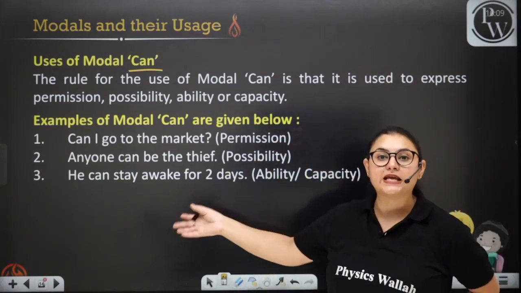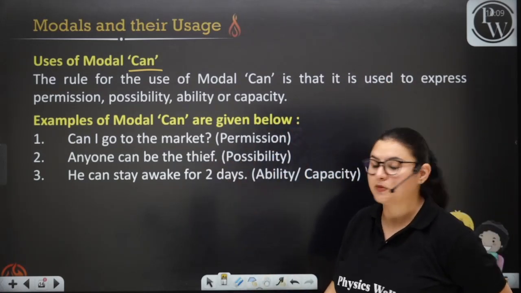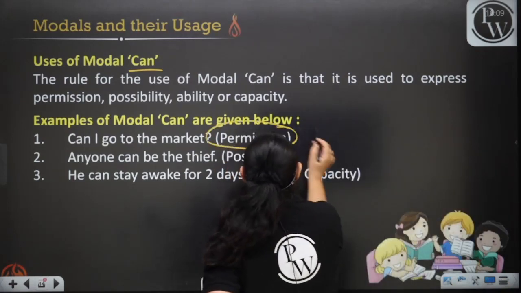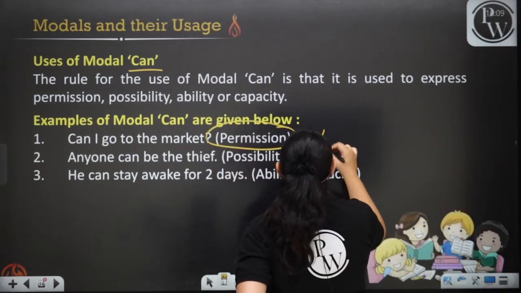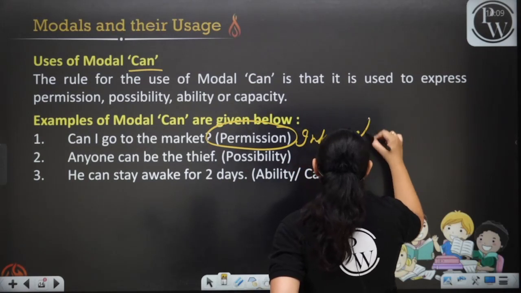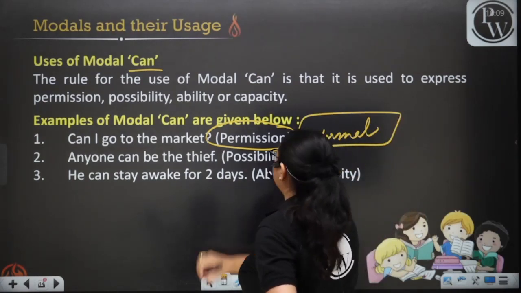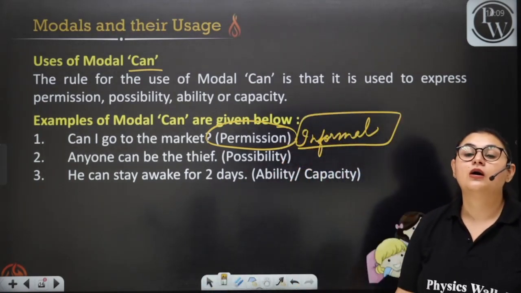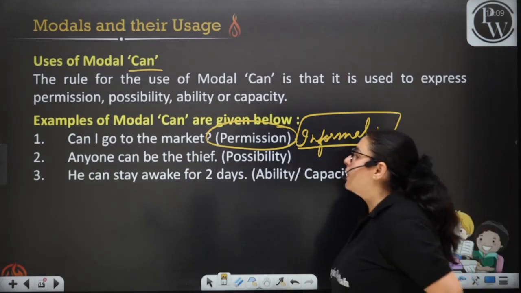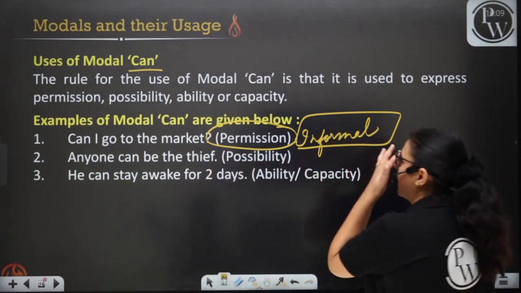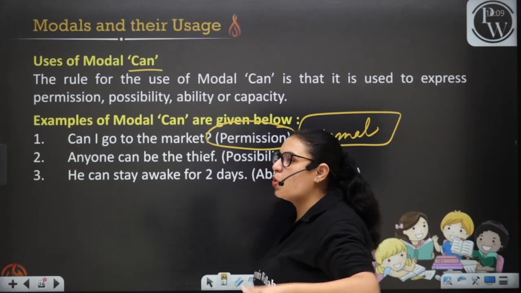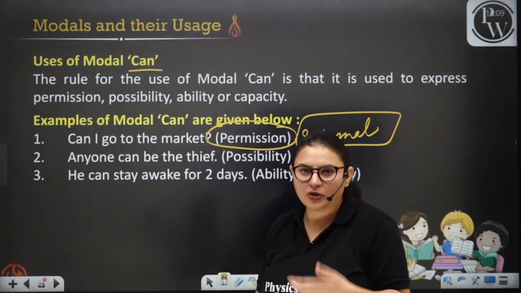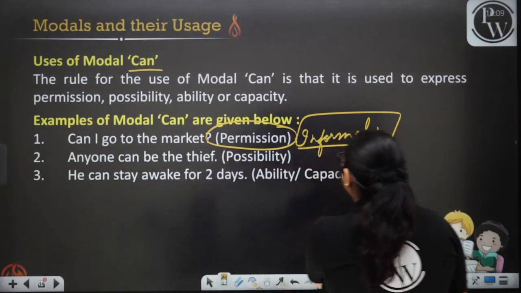But now we are seeing that can also be used in the case of permission. But as I told you, in this case, the permission is asked informally. It is used to take an informal permission. Okay. Now, possibility, ability, or capacity. Can shows the capacity of doing something. Can I go to the market?